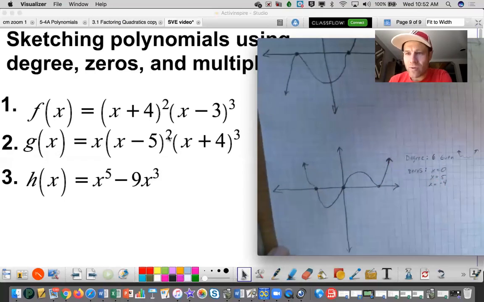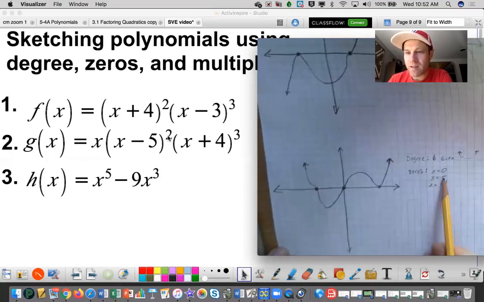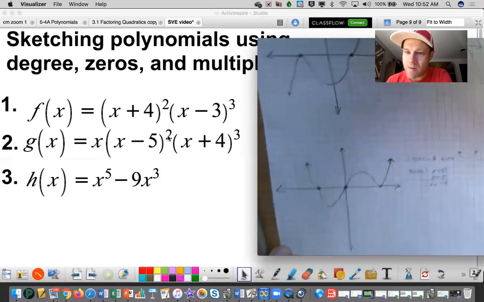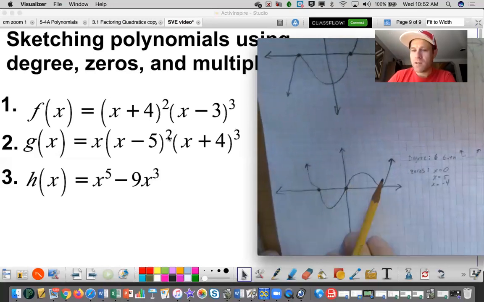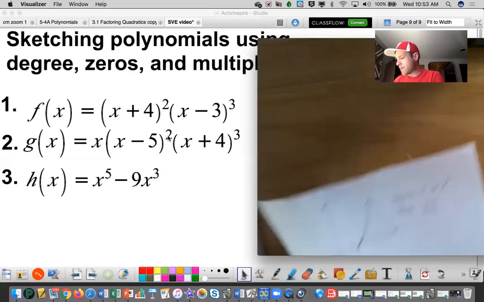I know in Edgenuity, they make you find values in between here to plug into the function. But if you understand end behavior and you understand multiplicity, that's not necessarily a waste of time, but it's not really needed to sketch the graph of the curve. The last one I have needs to be factored itself.